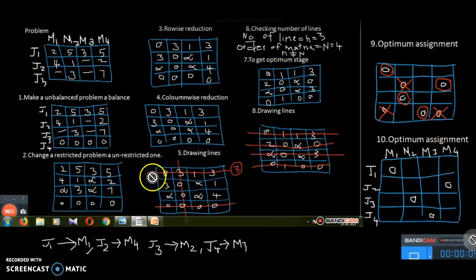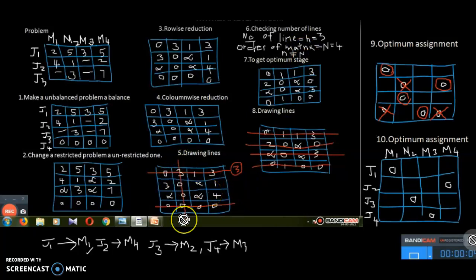So now how many lines do we have? We can draw three lines here. Am I correct? These three lines must be equal to the order of the matrix. After the alteration of the given matrix, we have a 4 by 4 matrix. So the number of lines drawn must be equal to the order of the matrix, but here the order of the matrix is 4, while the number of lines we can draw is only 3, so the optimum is not reached.